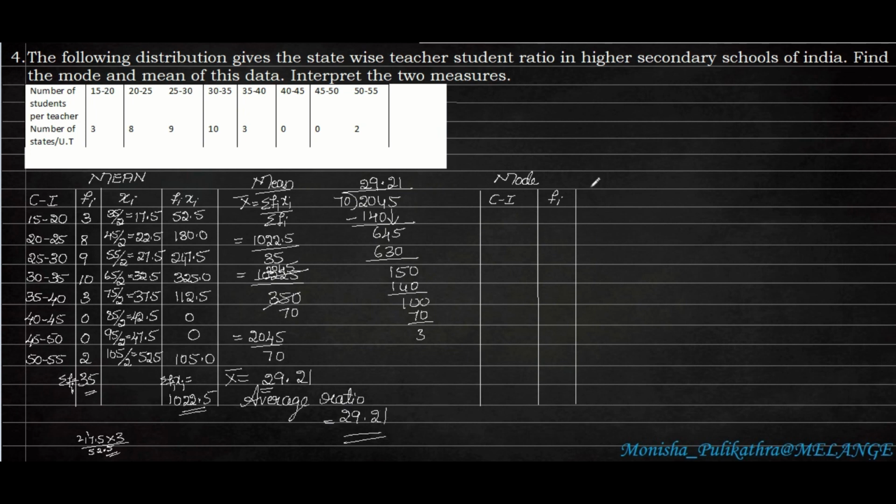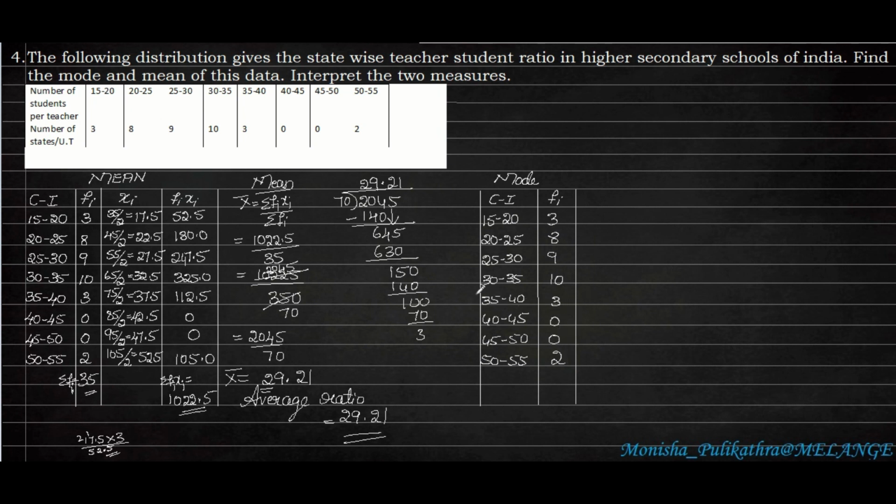So now we have to take the modal ratio of it. Again the same numbers we need to write: 15 to 20, 20 to 25, 25 to 30, 30 to 35, 35 to 40, 40 to 45, 45 to 50, and 50 to 55. Next the frequencies are 3, 8, 9, 10, 3, 0, 0 and 2.